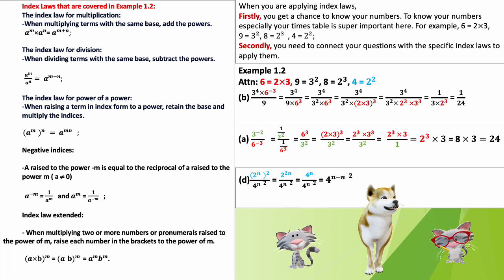Now it's good, because we can start to use the index law for division. The numerator and denominator have the same base of 4. So we keep the base 4. We subtract the powers as n minus n squared. The final result for D is 4 to the power of n minus n squared.